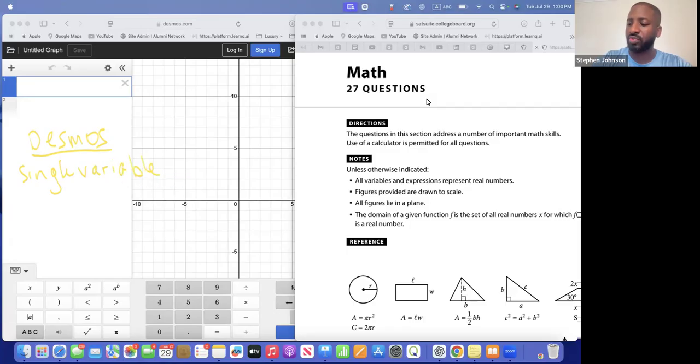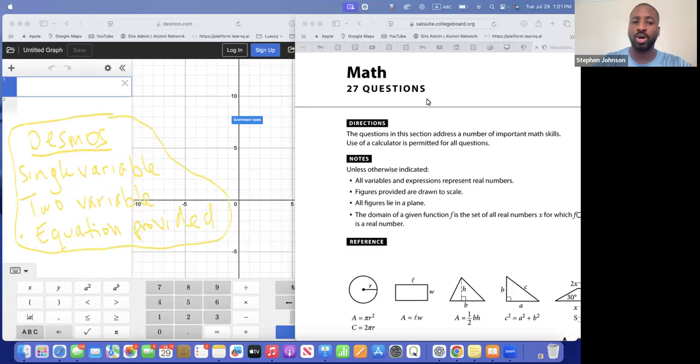We also have two variable equations, so anything where we see x and y, but sometimes this test will use different variables, right? A and B, C and D, D and R for distance and rate. We're not going to let that confuse us. We're still going to treat those like two variable questions. And then the third thing under Desmos is short questions. So there's kind of like word problems, but they contain an equation up top, so equation provided above the word problem. We're going to pay attention to those three things, and we're going to use Desmos for all three of those types of questions that we see.